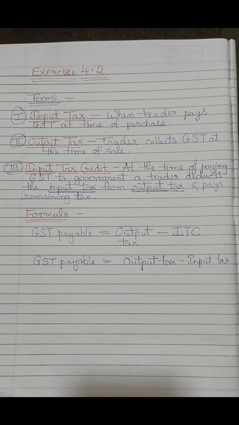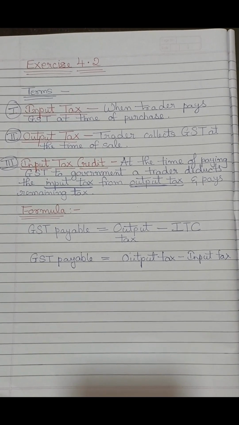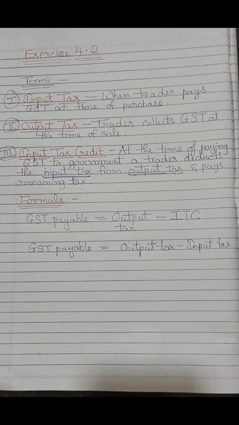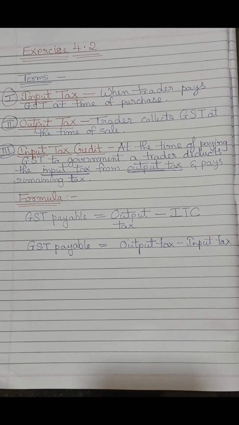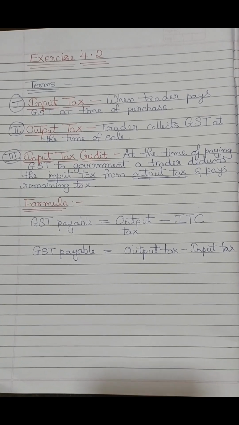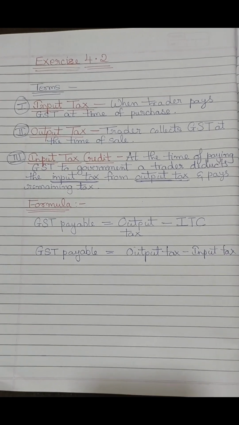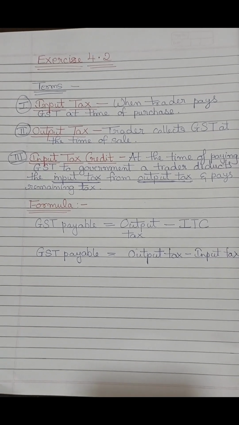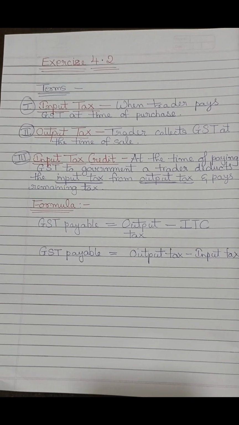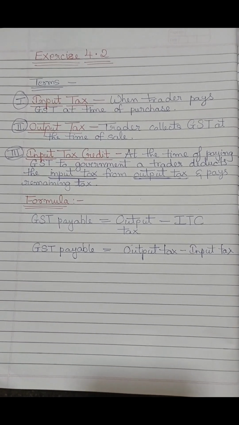So the first one is input tax. When a trader pays GST at the time of purchase, it is called input tax. Like, I have a shop of mobiles, say, and I want to buy 10 pieces of mobile. While buying those mobiles from the dealers or the companies, the GST which I pay is called input tax. Supposing you come to my shop and buy a mobile. When you pay me the bill amount, you will pay some GST, isn't it? So that is called the output tax.